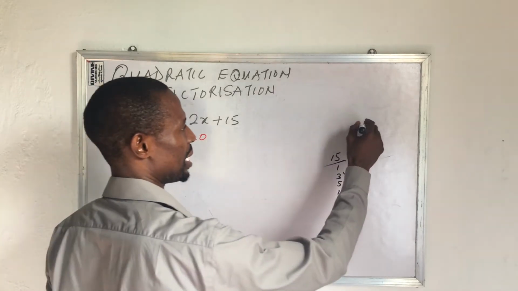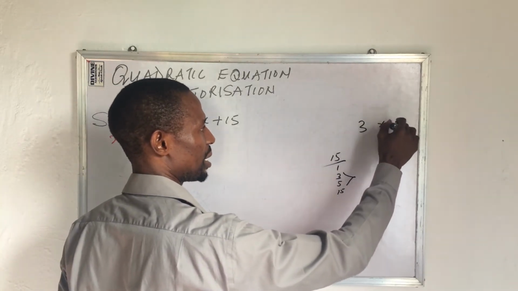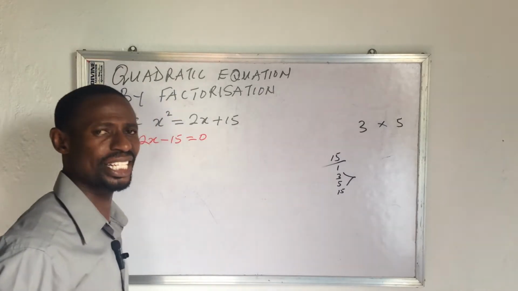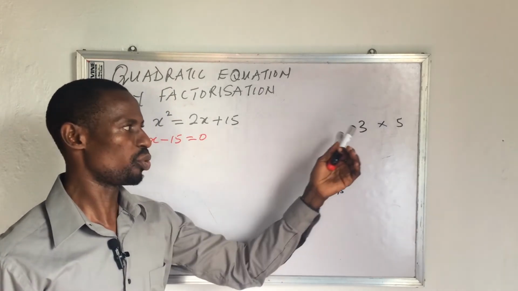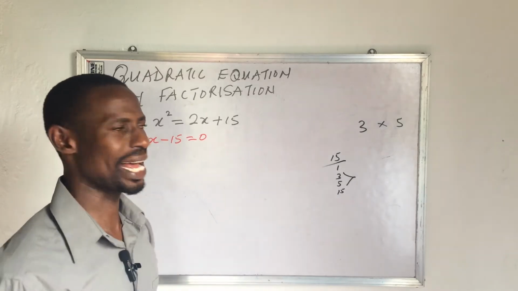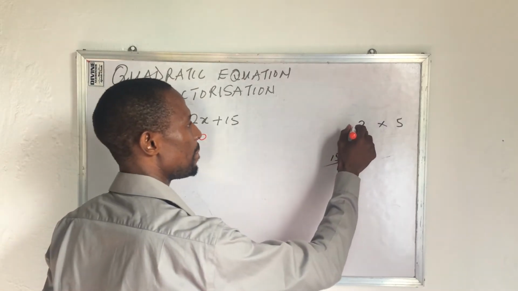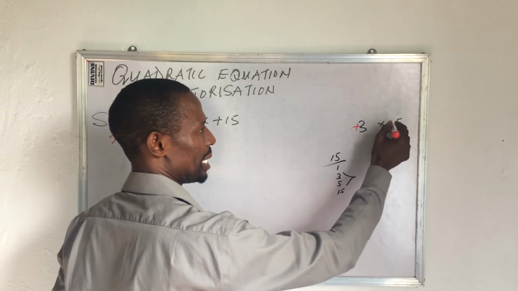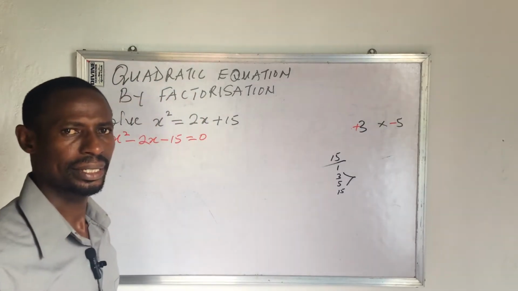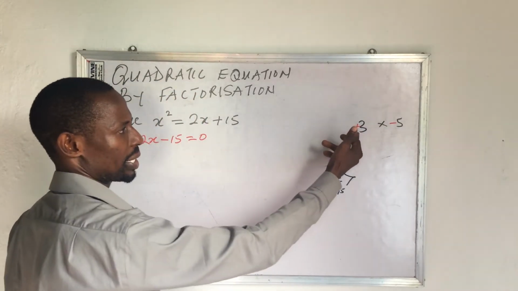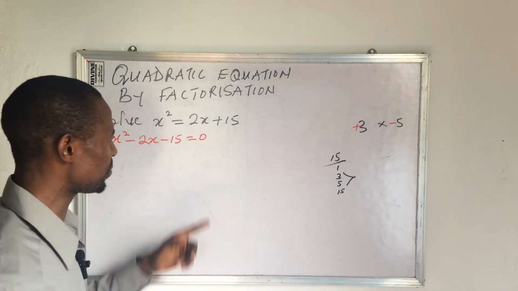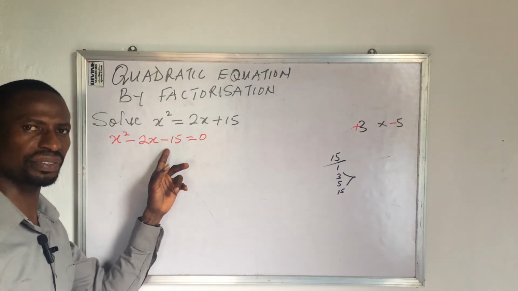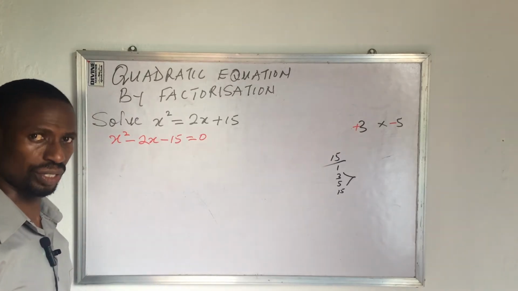So if we have 3 and 5, the next thing we look at here is the signs to be assigned to these two numbers. If I decide to put a plus sign here and a minus sign here, we proceed. Plus 3 times minus 5 is going to give us minus 15. And here we are having minus 15. That is right, which is correct.